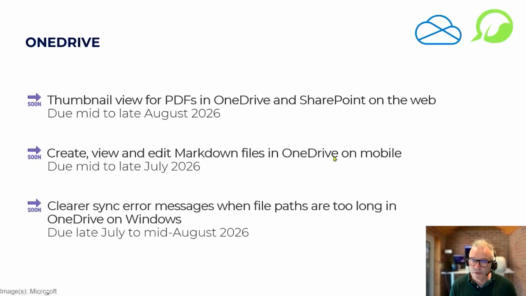Clear sync messages, another nice little one. When file paths are too long in OneDrive on Windows, instead of just saying it's too long, it's going to tell you by how many characters it is too long. Just going to get a tiny bit more helpful, a bit niche, but that might help somebody, and you should have that within the next week or so.